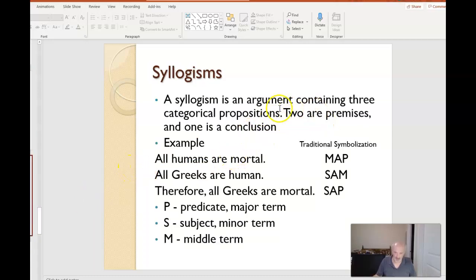And a syllogism in categorical logic is an argument containing three categorical propositions, two premises and one conclusion, and three terms are each mentioned twice. So humans is mentioned twice, mortals mentioned twice, Greeks mentioned twice. And this is one that is mentioned in the text.